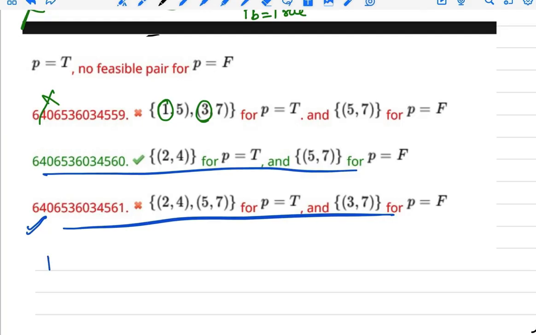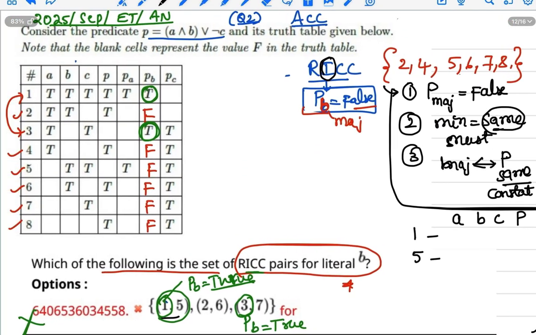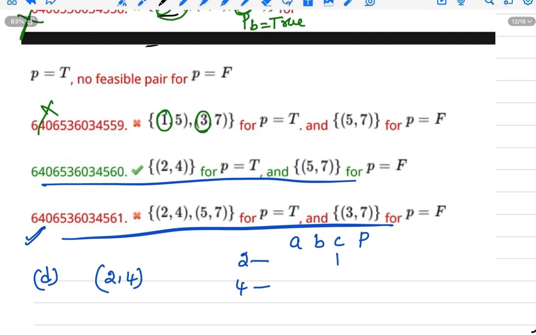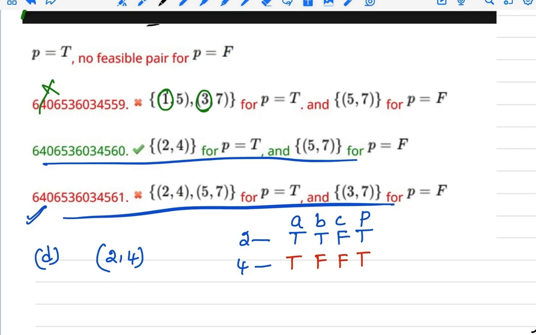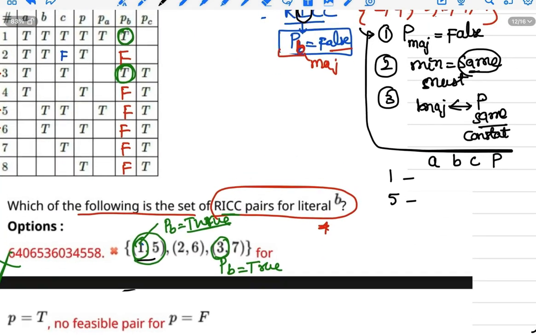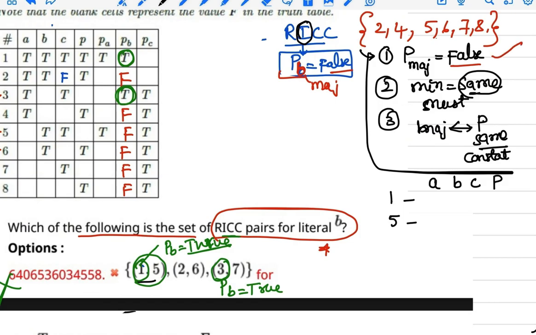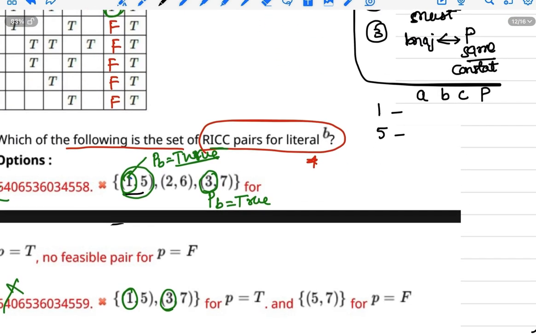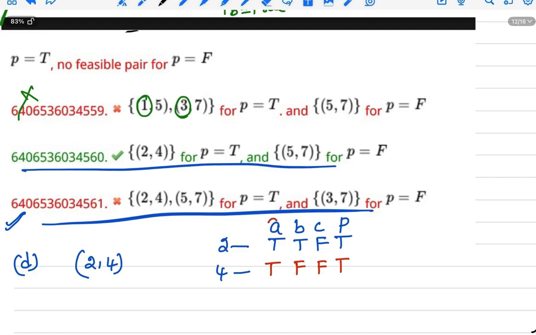Why is this one wrong? So the first pair is 2, 4. That is 2 and 4, A, B, C and predicate. For 2, C is false, all are true. And for 4, the major clause must be false. This is already correct. Minor clause means the minor clause must be the same. Minor clauses are A and C. This must be the same, right?